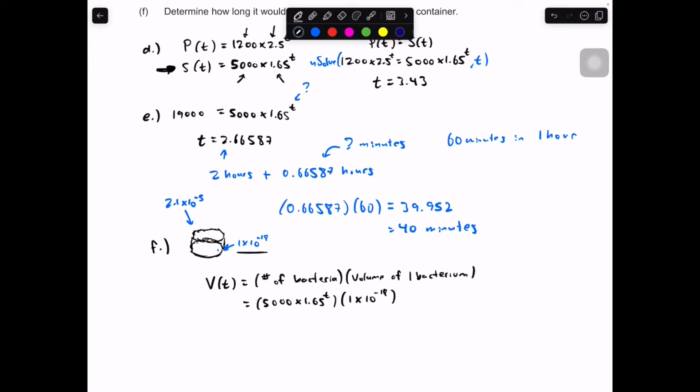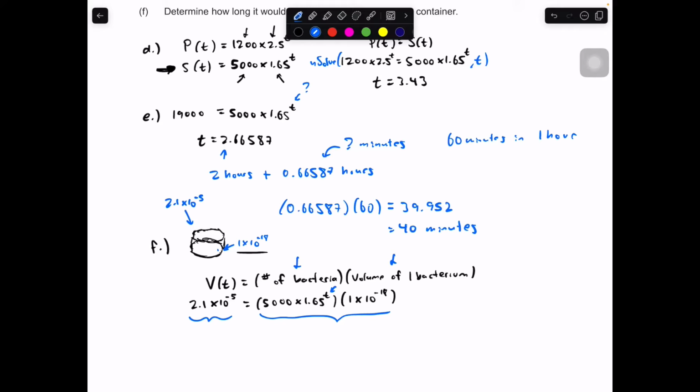Okay, so this is the overall volume of our bacteria. That's how much size they're going to take up as a function of time. And the question is, how long will it take until they fill up the capacity of this petri dish or the container? That is given by 2.1 times 10 to the negative 5. So we've got an equation. We've got the volume of the container. This is the number of bacteria times the volume of one bacterium. It gives us the total volume.